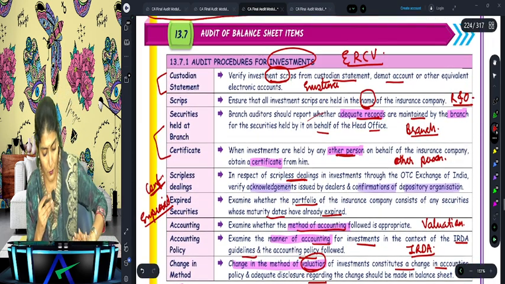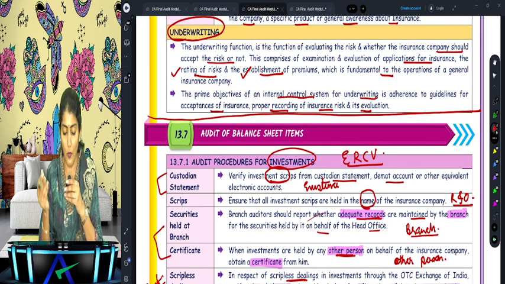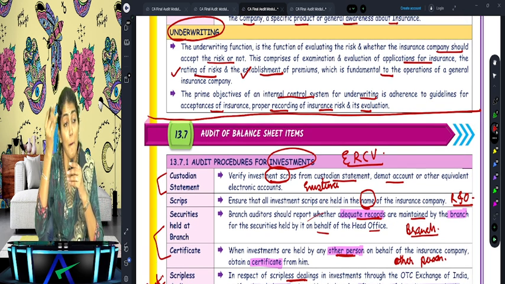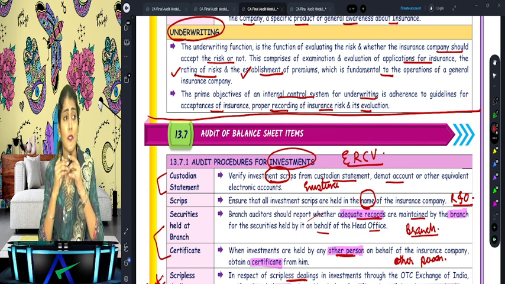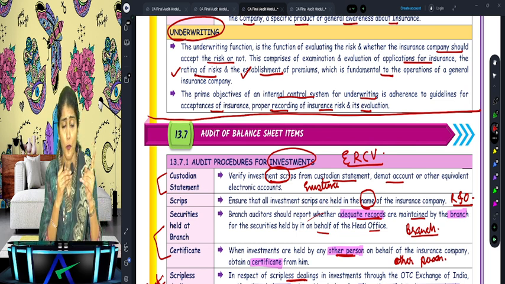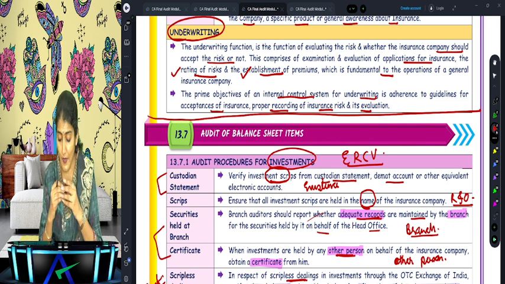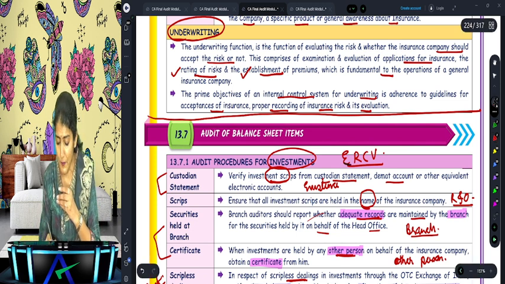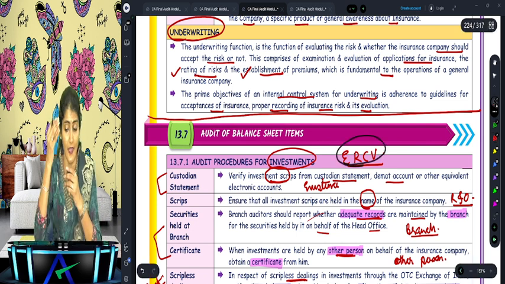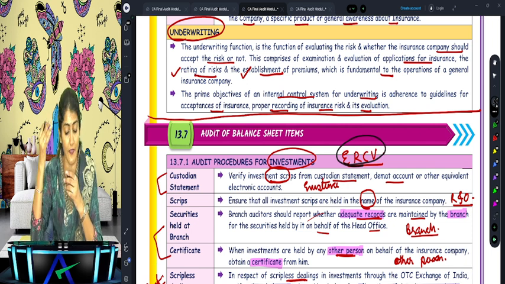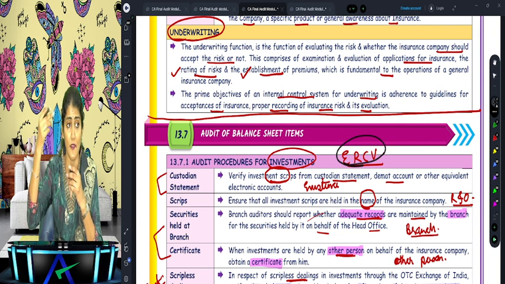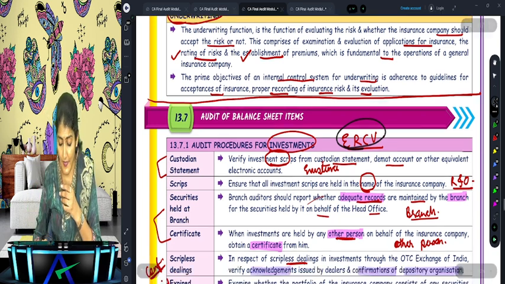Okay, right? So what is the audit we are talking about now? We are talking about the audit of the balance sheet items of the general insurance company. In the balance sheet, the first item we are talking about is the investments. For investments, what is the backup you need to keep in mind? ERCV: the existence, rights and obligation, completeness, and the valuation and allocation, right? So the first 2 points are for checking the existence and the rights and obligation.